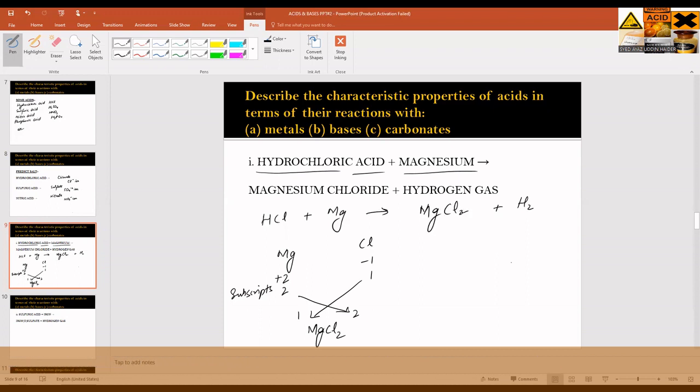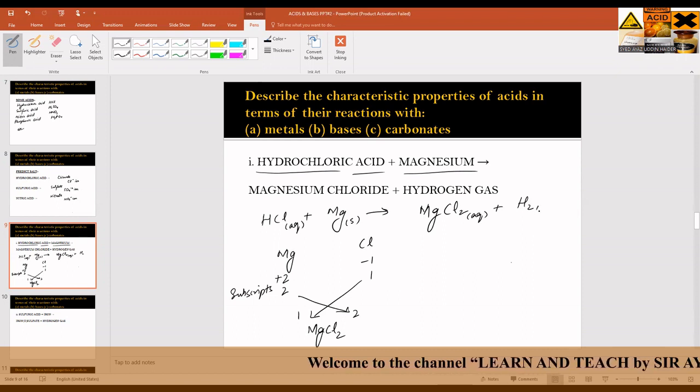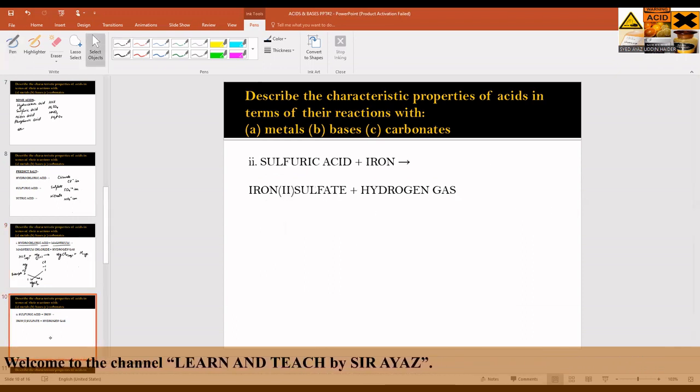For your convenience, I am writing the state symbols. Hydrochloric acid must be in water, aq. Magnesium, solid, s. Magnesium chloride, it's an ionic compound, so it must be soluble in water, aqueous. H2 is gas, so you write g for H2.